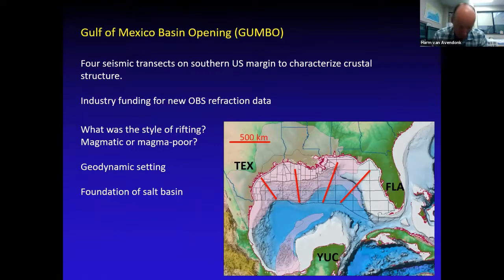So in order to address this, in 2010 at the University of Texas at Austin, we obtained industry funding to gather data. I'm just showing here 4 profiles in the northern Gulf of Mexico to help address whether these are non-volcanic or volcanic rift margins, and then try to understand what the geodynamic setting was. This was also the foundation of the very large salt basin that was deposited later.